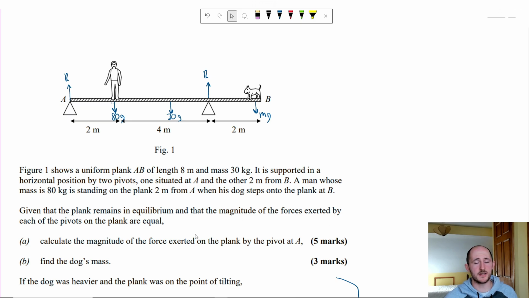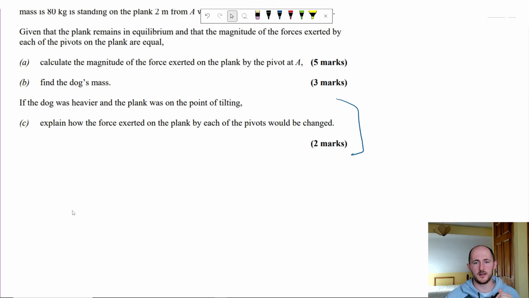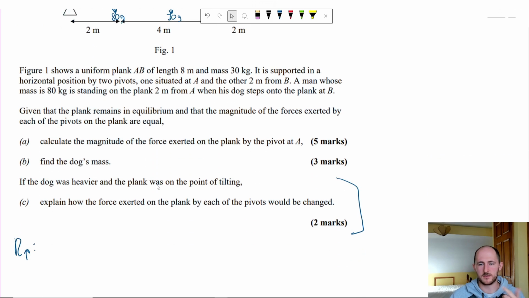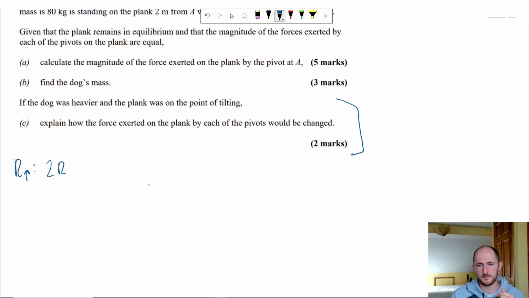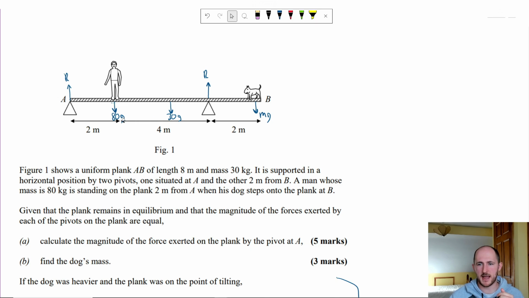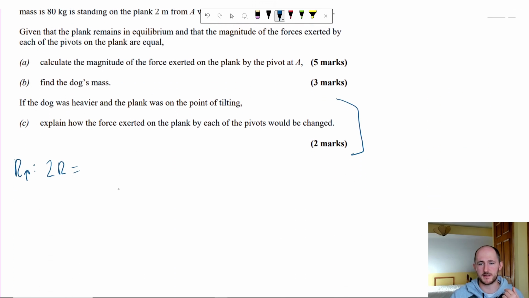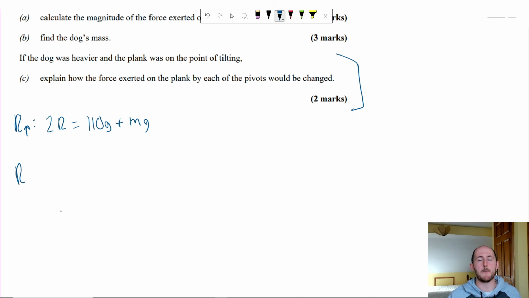So remember what I said. The first thing I would do, because it's in equilibrium, is resolve vertically first, even if it doesn't get me the answer. So resolving vertically, taking upwards as positive, we have R plus R, so we have 2R, equals the mass of the man, the mass of the plank, and the mass of the dog. So 80 plus 30 is 110G plus mg. And I notice I can't really do anything, right? I can't finish that. So the next thing we need to do is take moments.